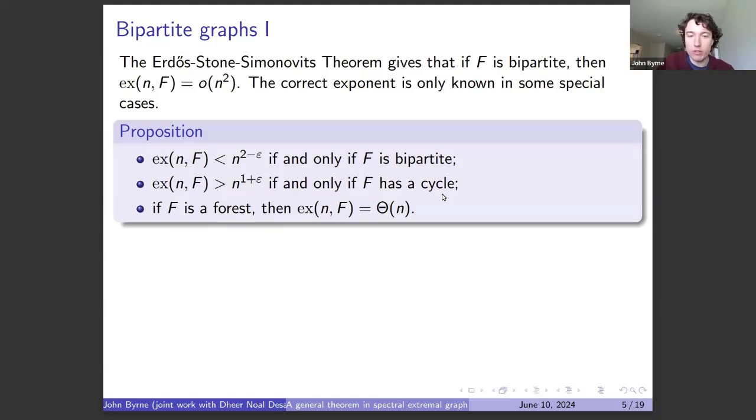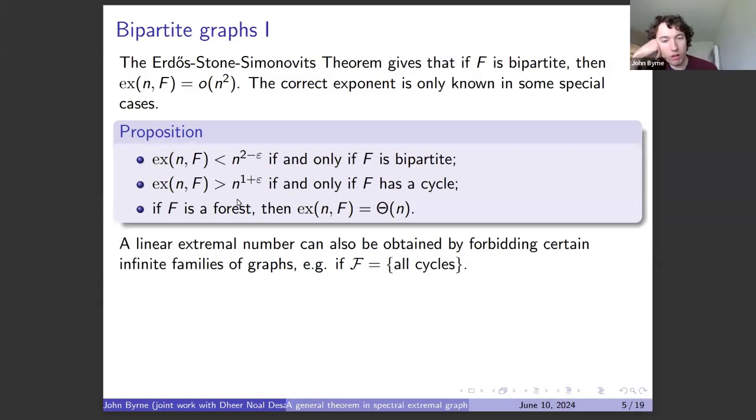And if F contains a cycle, then we can do better than linear. The extremal number will be at least n to the power of 1 plus some positive constant. But this third case is really what I want to focus on. If one forbids a non-trivial forest, then the extremal number is actually linear. So these are the types of graphs that we're interested in looking at.